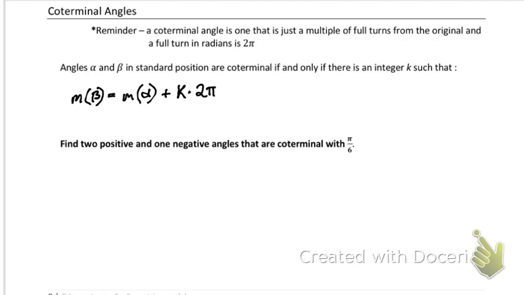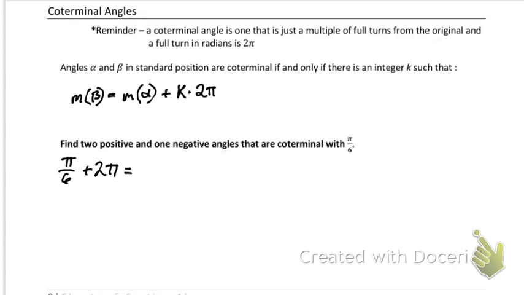Right here it says find two positive and one negative angle that are coterminal with pi over 6. So to come up with a positive angle, all we're going to do is take pi over 6 and add 2 pi. Now if I'm not sure how to add those two things together, which we should, it's an algebra 2 thing, but at the very least leave it as that. But we're going to go further.